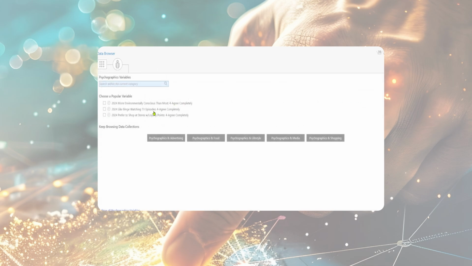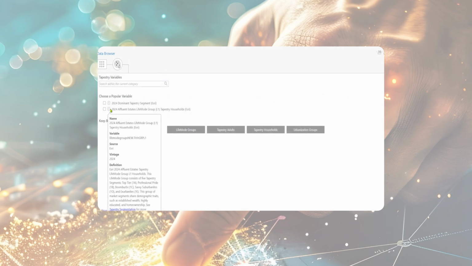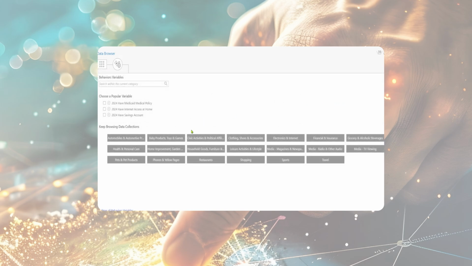Imagine having data about people's values, attitudes, lifestyles. That's pretty powerful stuff. And they even have a behaviors category. Oh yeah. The behaviors category includes data on things like social media use, online shopping habits, and even charitable giving. It's like getting a glimpse into how people actually act, not just who they are on paper.